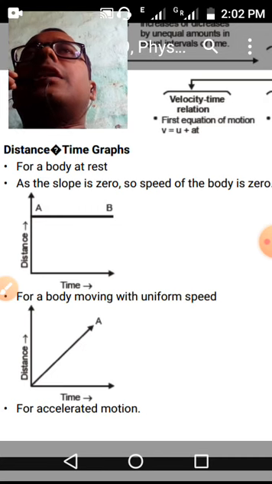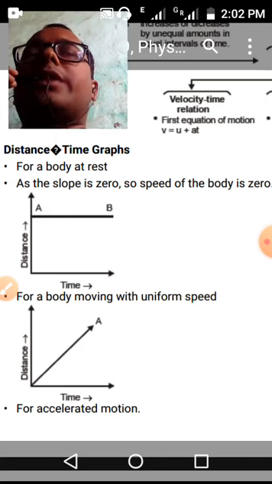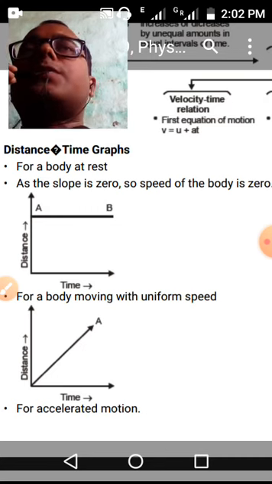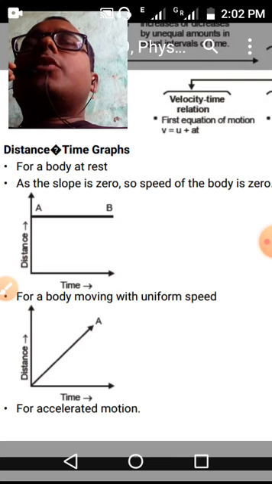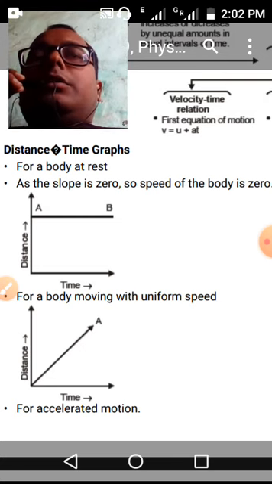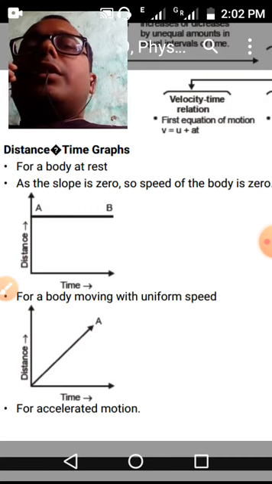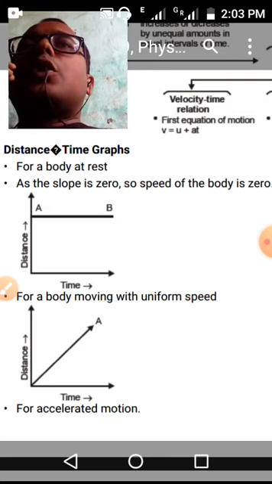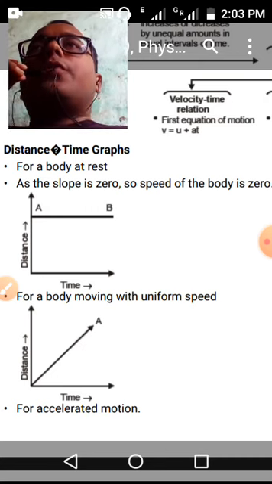Now the next term is motion. Motion is the distance covered by an object with respect to time. Motion is of two types: uniform motion and non-uniform motion. So what is uniform motion? Uniform motion means equal distance travelled in equal time intervals. The non-uniform motions are those motions which have unequal distance covered in equal time intervals. This is non-uniform motion.